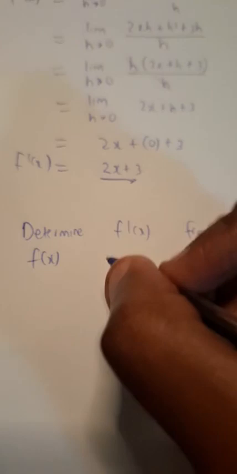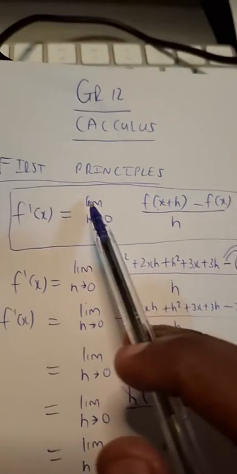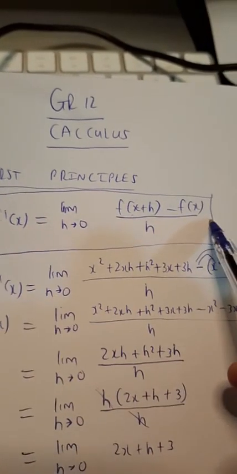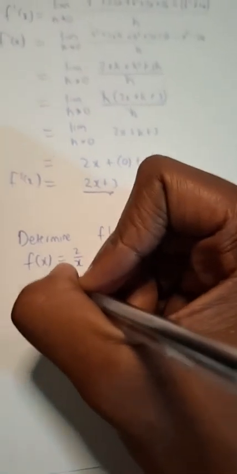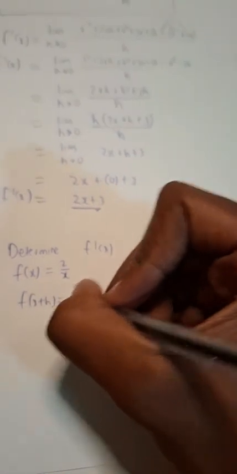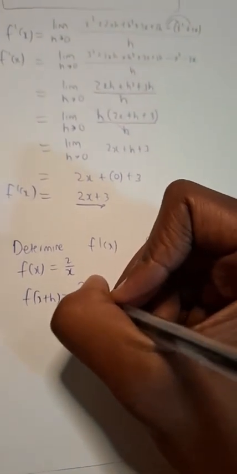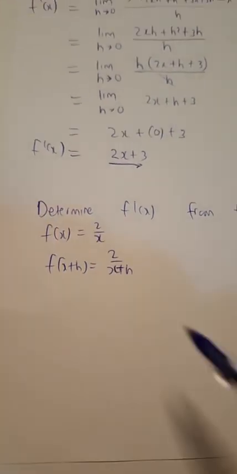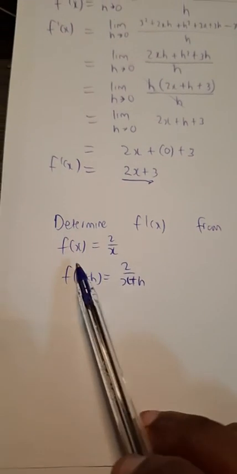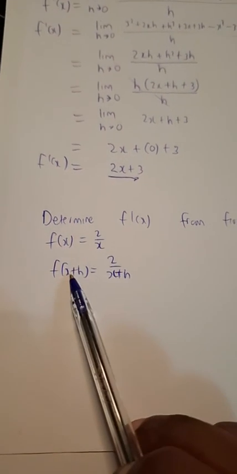First and foremost, again, the definition of first principles requires that we need to have f of x plus h and we need to have f of x. So f of x we already have, it's 2 over x. F of x plus h though is 2 over x plus h. Very importantly, at least here there's no expanding and all of that. We just have f of x, and we have f of x plus h.